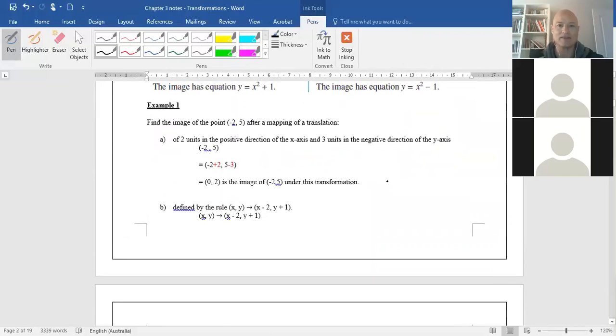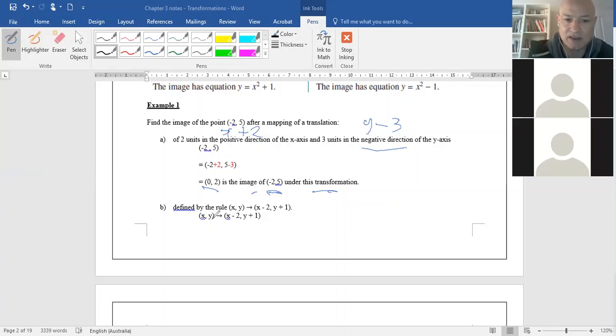All right, example 1. Better bring my annotation up. Find the image of the point negative 2, 5 after a mapping of a translation. This one says 2 units in the positive direction, so on the x value, we're going to add 2, and 3 units in the negative direction of the y, so on the y value, we're going to subtract 3. So negative 2, I'm adding my 2, there it is in red. My 5, I'm subtracting my 3, so I get 0, 2. So this 0, 2 is the image of negative 2, 5 under this transformation.